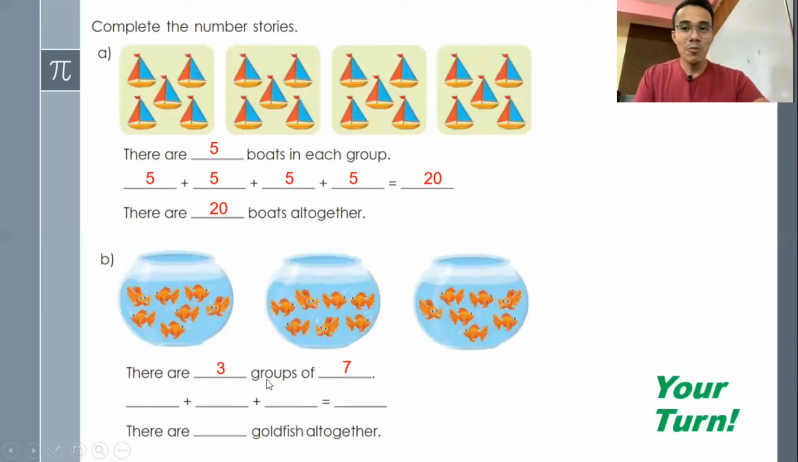And 3 groups of 7 is the same as 7 plus 7 plus 7. And what is 7 plus 7 plus 7? We have to skip count by 7 or count in 7s. 7 and 7 more, that is 14. And 7 more, that is 21. Therefore, there are 21 goldfish altogether.